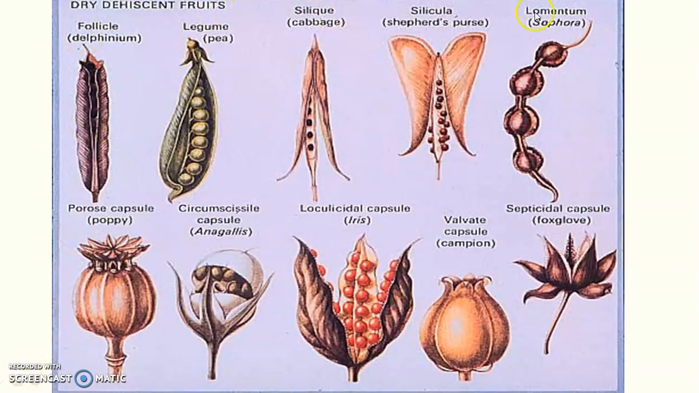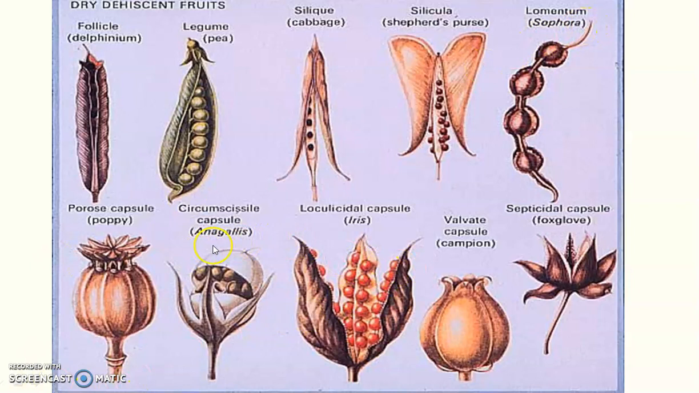And these are the different types of dry dehiscent fruits. So the first one, follicle, example is delphinium. Legume, example is pea. Siliqua, example is cabbage. Next, silicula, it is present in shepherd's purse because of its appearance. And lomentum, example is sophora. And these are the other examples.